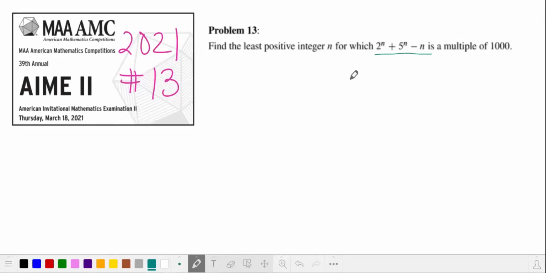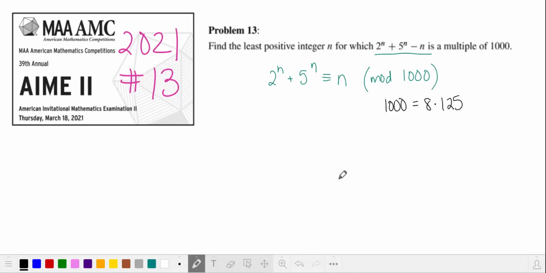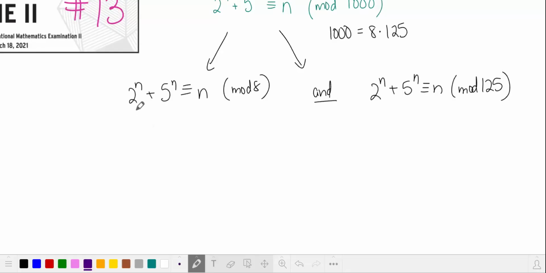We can rewrite this expression as this mod 1000 equivalence. We'll separate 1000 into its two primes. So in order for this to be true, it must be true in both mod 8 and mod 125. In this first equivalence, we notice that when n is greater than or equal to 3, 2 to the n is 0 in mod 8. And likewise over here, 5 to the n is 0 in mod 125.